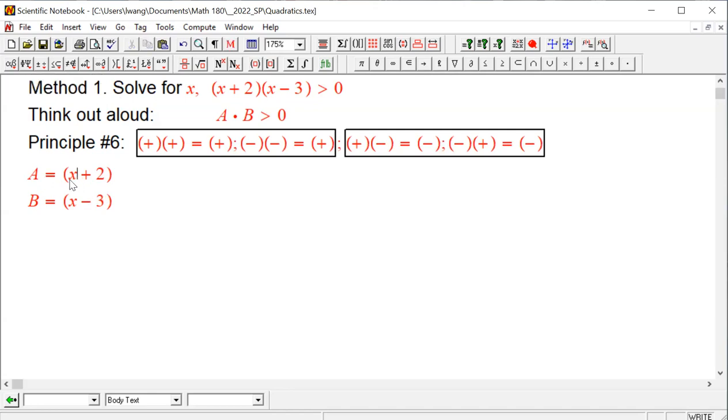Since we don't know what x is, and we know from the domain perspective that x can be any real number, if you think about A, right? So let's think about A. I'm going to make a table.